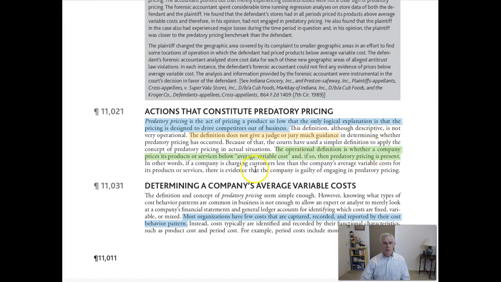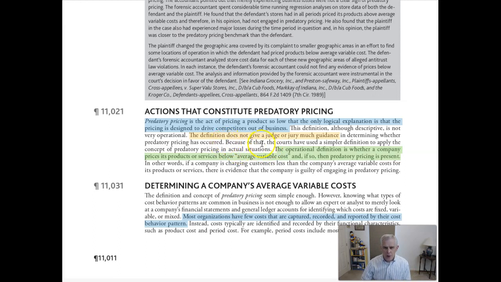Now down below here, we see that predatory pricing is the act of pricing a product so low that the only logical explanation is to drive competitors out of business. The alleged defendant here looks like they have dropped the prices so low, below a business reason to do this, and its only intent is to drive the competitors out of the business. Once they're gone, then they have the whole market and can set the prices they want.